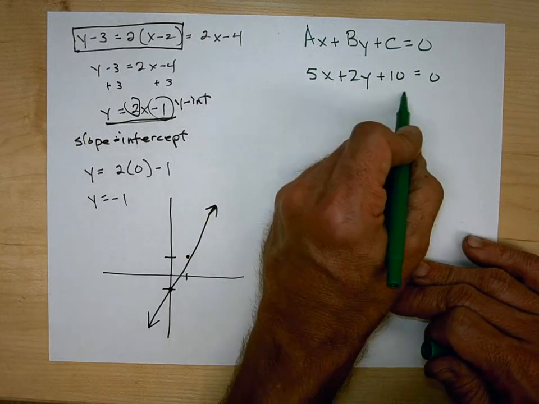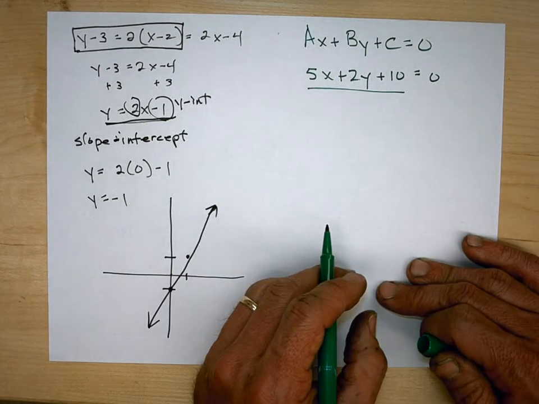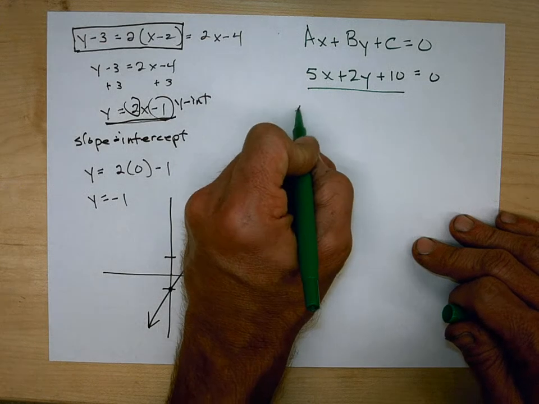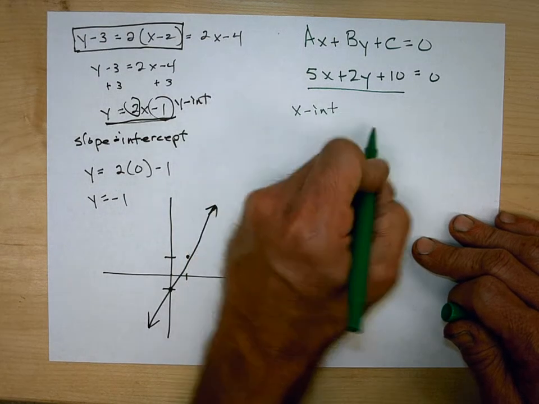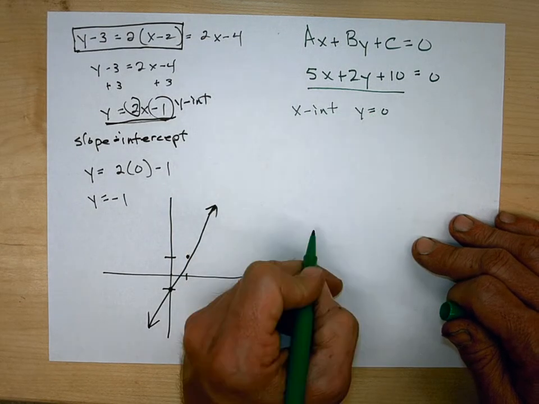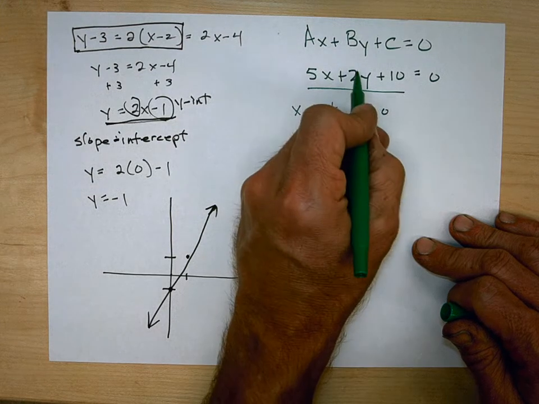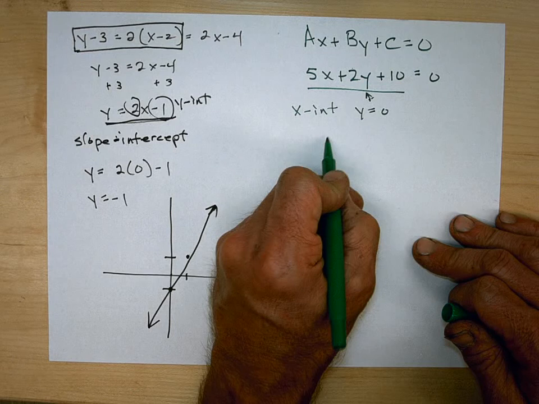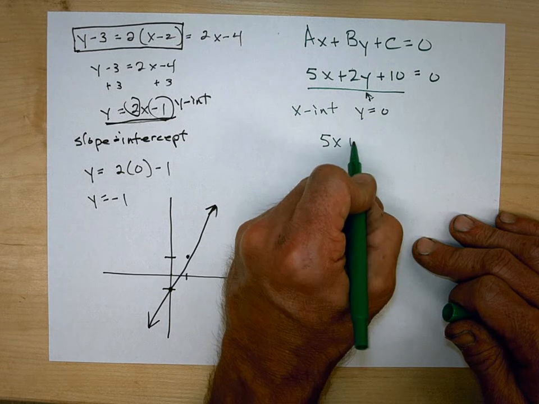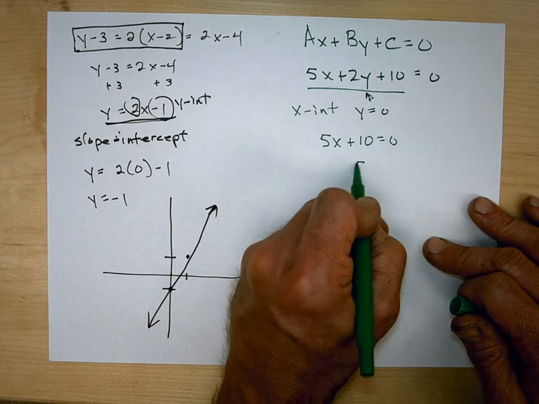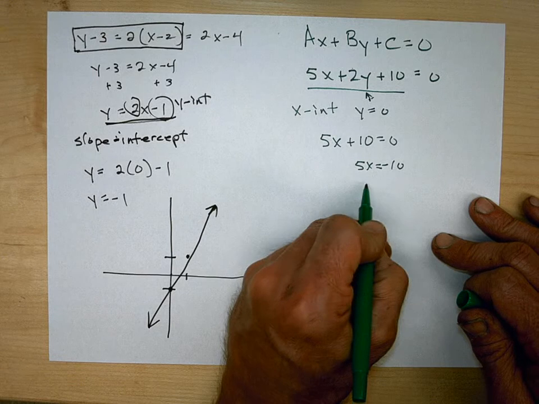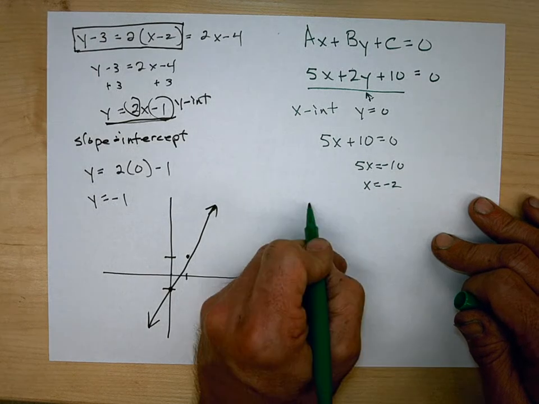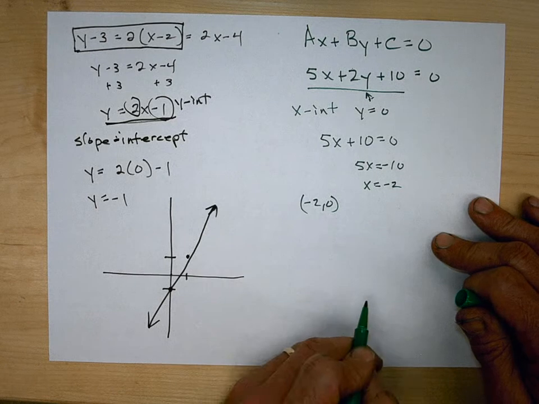What this form is particularly useful for is finding the intercepts. So if I wanted to find, for example, the x-intercept, then let y equals 0. All right? So if I put y equals 0, then this term here becomes 0, and I'm just left with 5x plus 10 equals 0, or 5x equals negative 10, x equals negative 2. All right, so negative 2, 0 is my x-intercept.